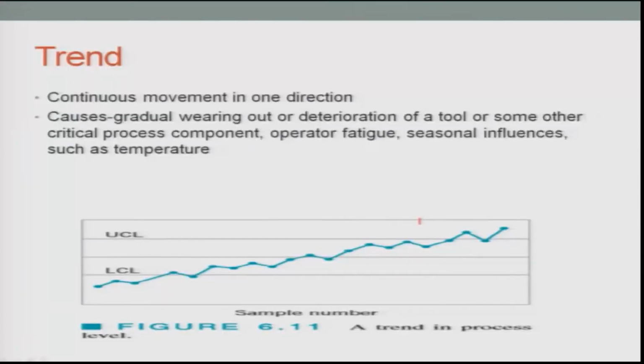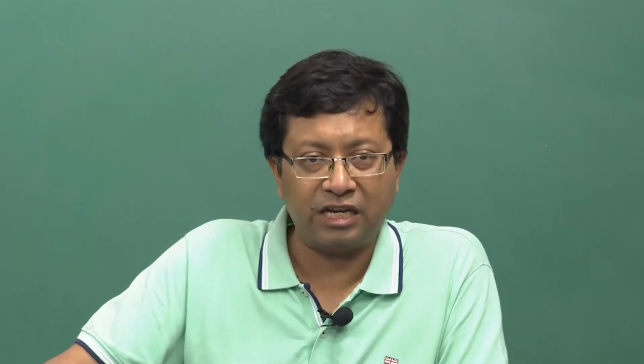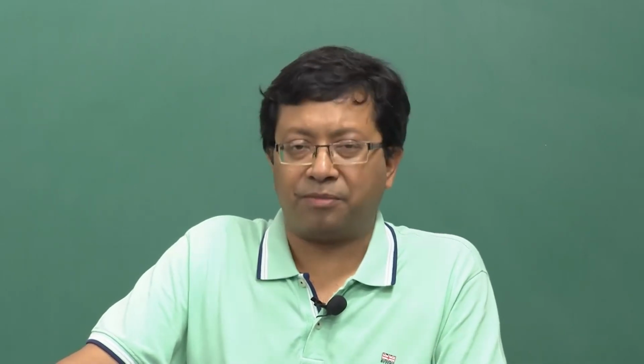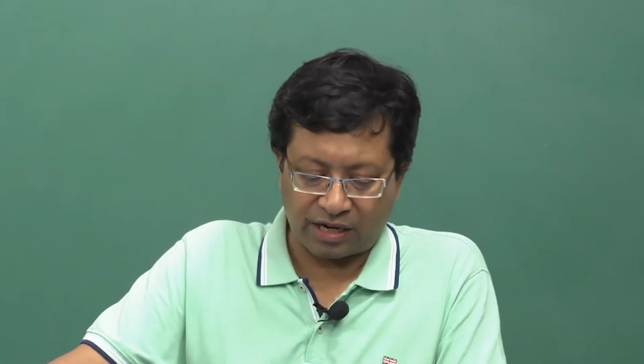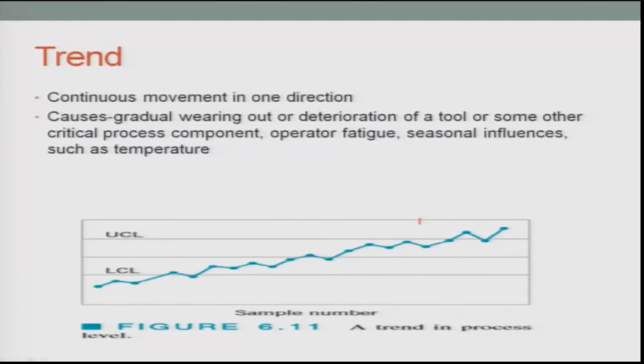This may give you some information that there is the usual wear and tear of the machines, the tool being utilized very heavily, the coolant is heating up, or the machine is heating up, or the temperature is increasing as the summer is coming, or decreasing as the winter is coming. I will continue reading the second bullet point, which means the causes of gradual wear and tear of these machines, which will give you an indication that there is a depreciation, a deterioration of the tool or some other critical process component.